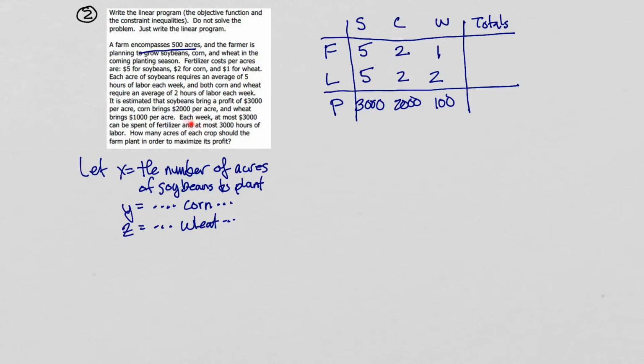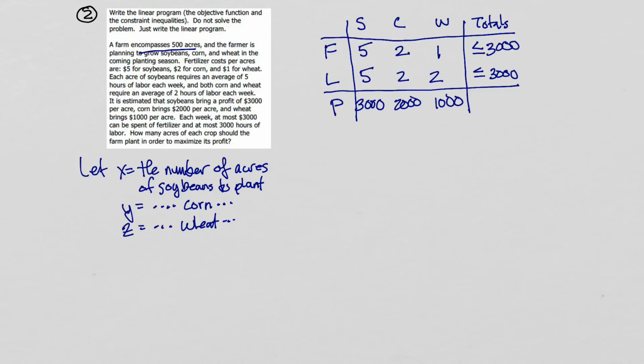And now finally down here, we're told each week at most $3,000 can be spent on fertilizer, and at most 3,000 labor hours. So what we'll write over here, let's go over to fertilizer. Here's our total. Now it says at most, and at most is a less than or equal to 3,000. And then also less than or equal to 3,000 labor hours. Let me fix one little thing here. This is actually 1,000. I had written 100, but I meant 1,000.